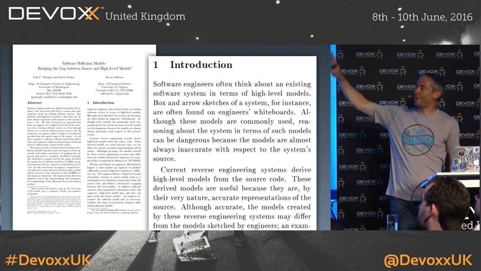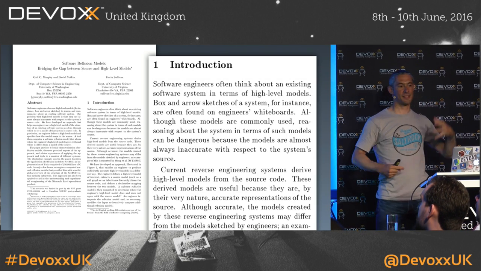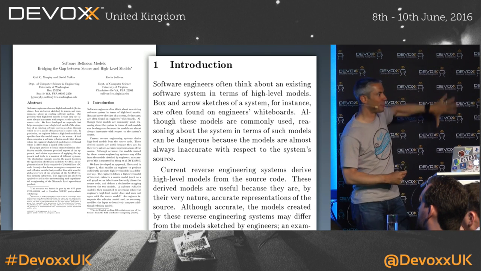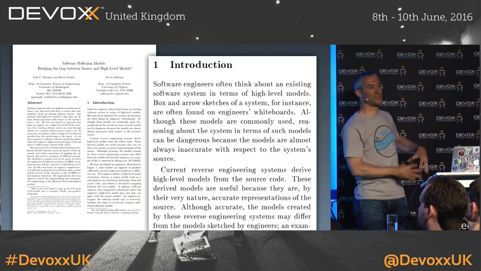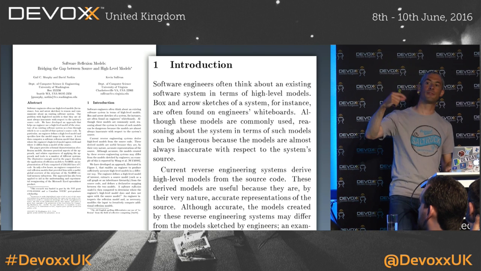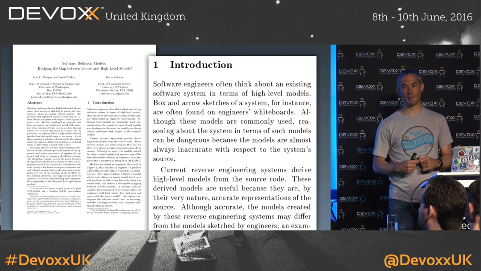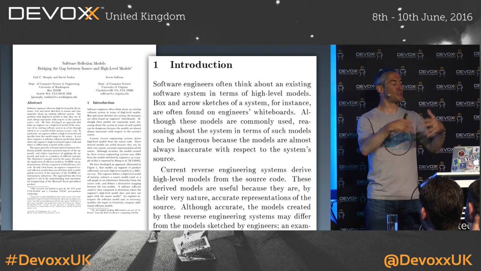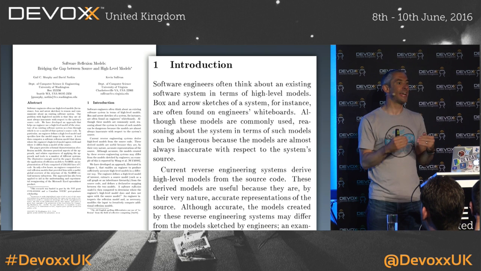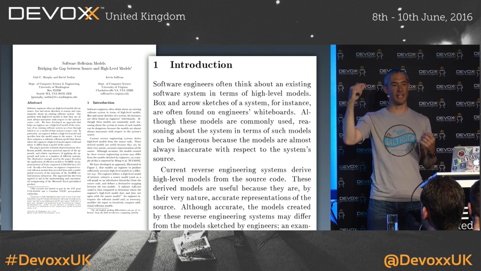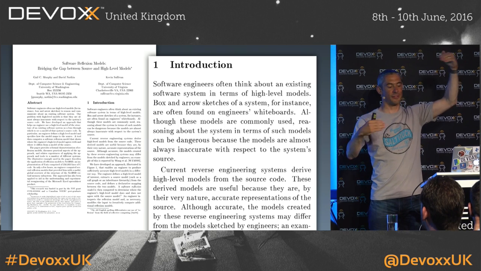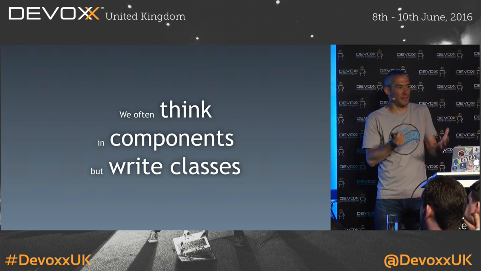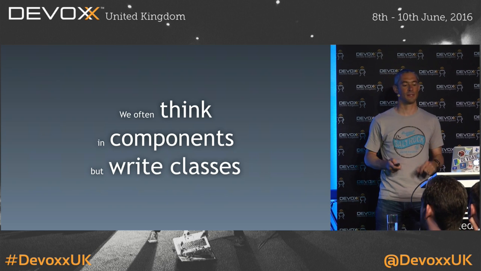This is not a new problem. I found a paper dating back to the 1990s, and it basically says if you ask a software engineer to draw a picture of their system on a whiteboard, you get a nice high-level picture: nice big chunky boxes, modules, components, and services. If you reverse engineer a diagram automatically from that code base, you don't get the same picture. The reverse engineered picture is very low level, very accurate, but it doesn't necessarily match the mental model that the engineer has of the system. In other words, we often write classes and interfaces and packages, but we're really thinking in different terms.